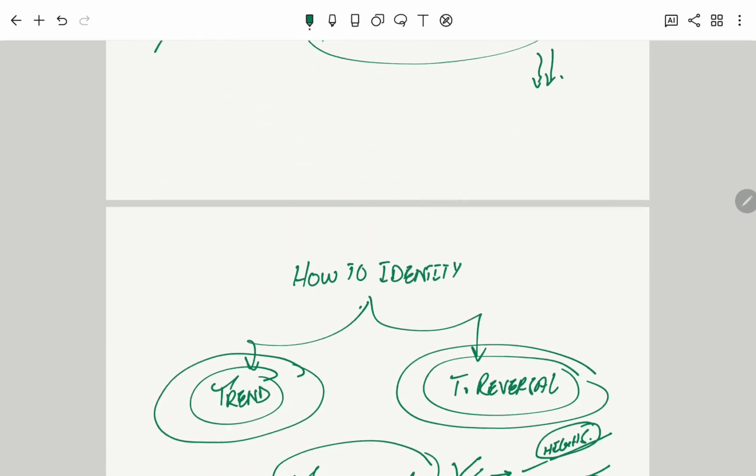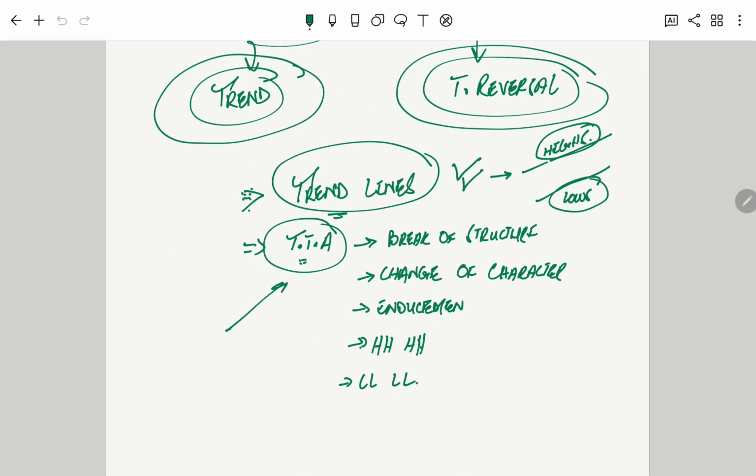But still, we need to have some technical approach for us to analyze every single chart even better and know what kind of trend we are in. And there should also be some technical approach towards the trend reversal. That, my friends, is the technical trend analysis that we will cover in the next lesson, in which we will discuss break of structure, change of character, inducement, higher highs and higher lows, lower highs and lower lows. Is that clear?